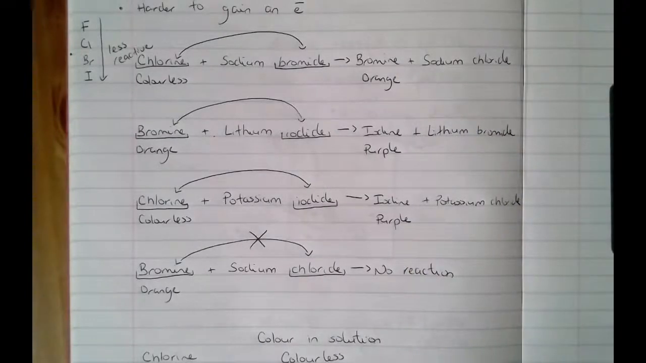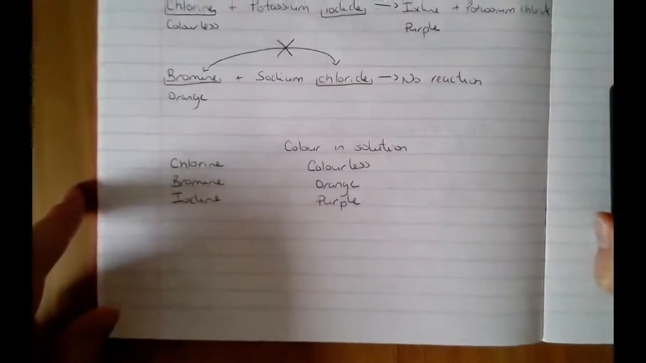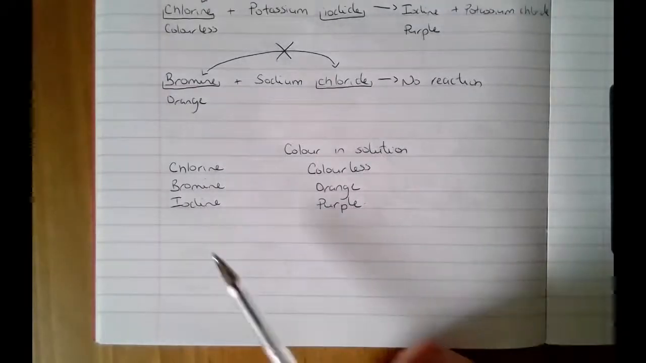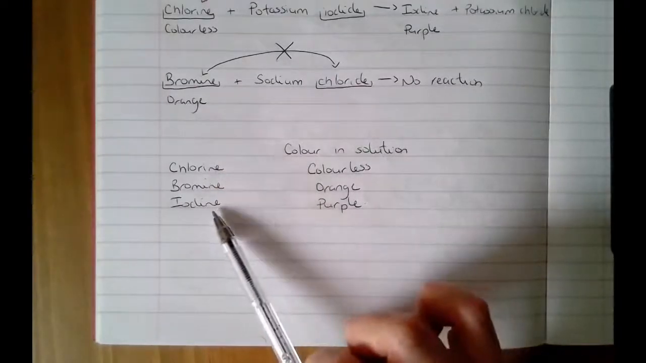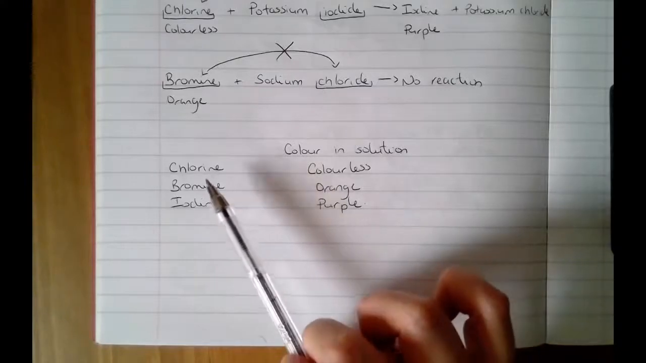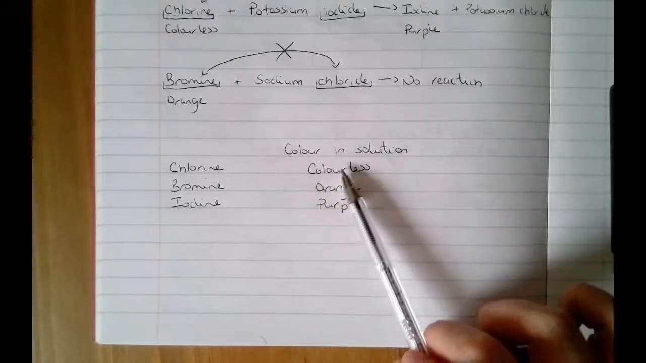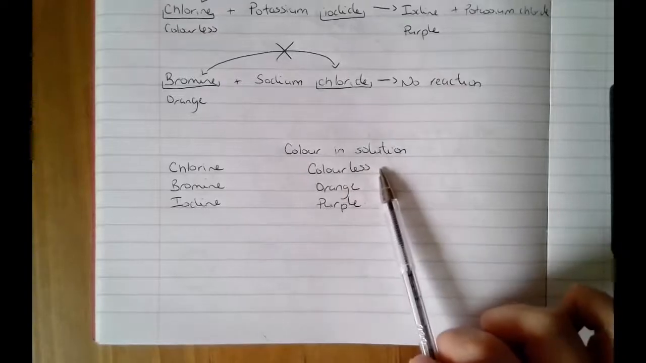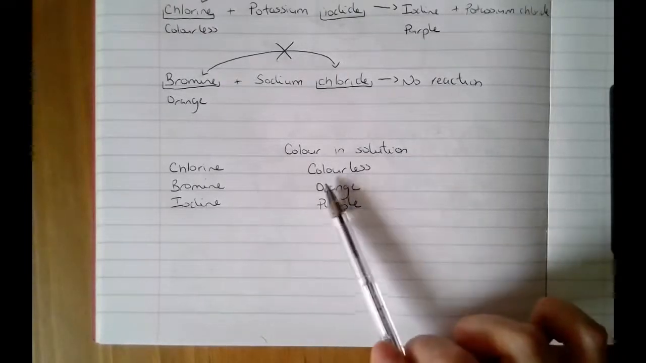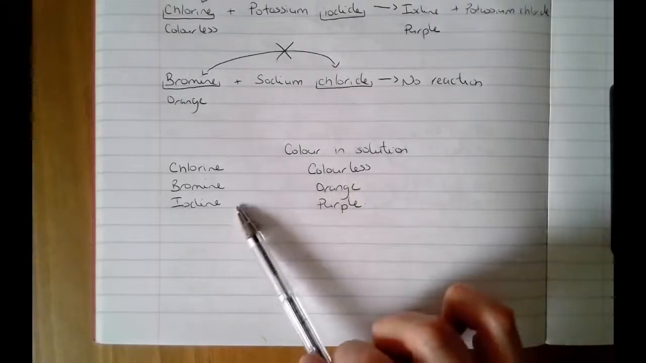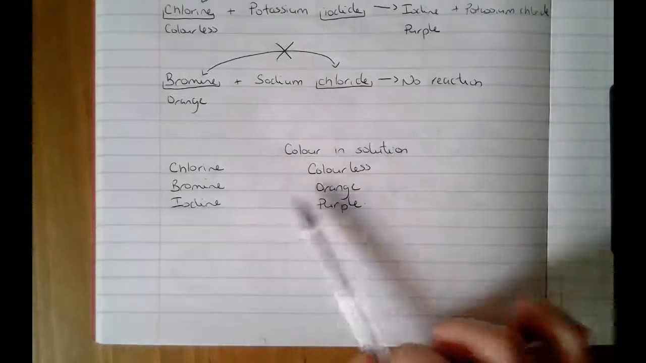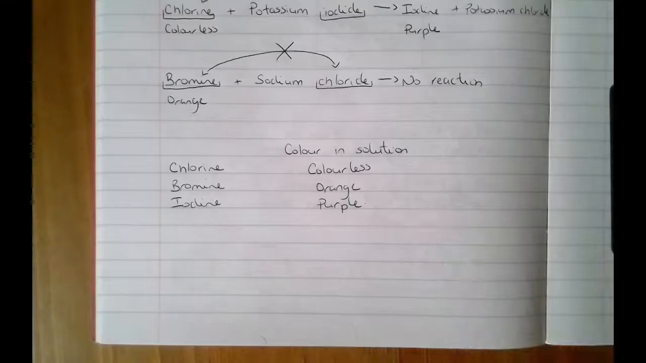In the previous video, we looked at the colours of chlorine, bromine and iodine. We saw that chlorine was green, bromine was brown and iodine was purple. When you're carrying out these reactions, you're carrying them out in solution, so you're carrying them out in water. And when you dissolve these halogens in water, their colour becomes lighter. Chlorine is green, but when it's dissolved in water, it looks colourless. Bromine is usually brown, but mixed with water is going to be orange. And iodine, which is usually a dark purple or black, when it's in solution, it's going to be purple.